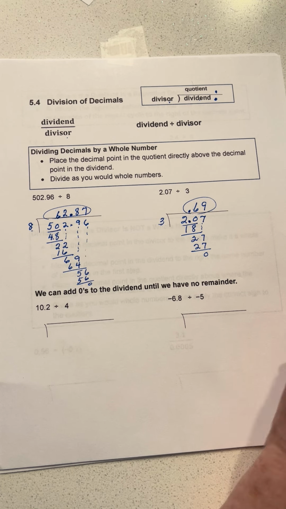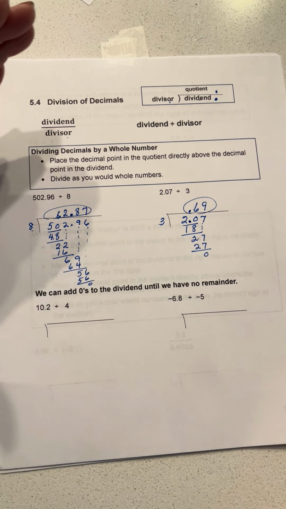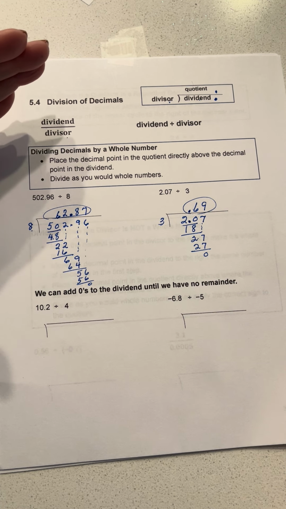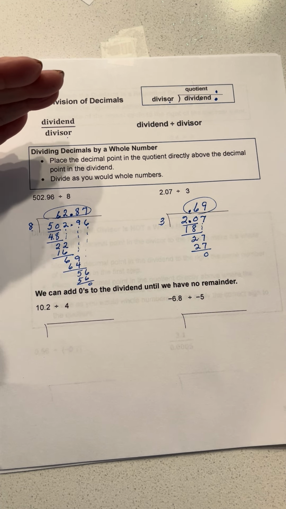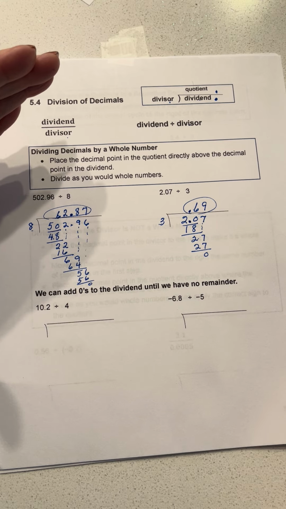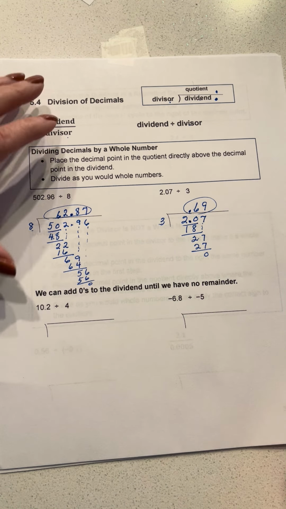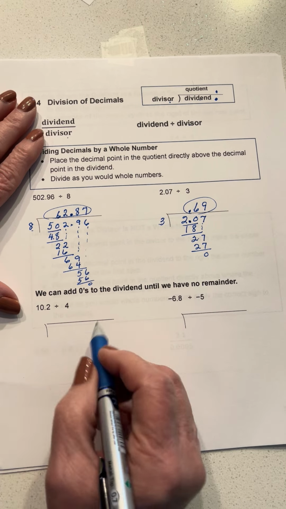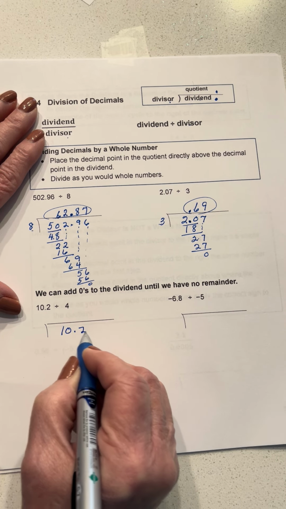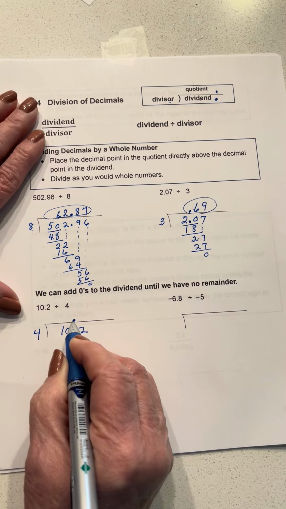We don't usually have remainders when we're doing division with decimals. We either add decimals until we don't have a remainder, or in a moment we're going to be rounding the answer to a particular place depending on what kind of an answer that we need. So let's do this one. 10 and 2/10 divided by 4. Here's the decimal point, it goes right here.